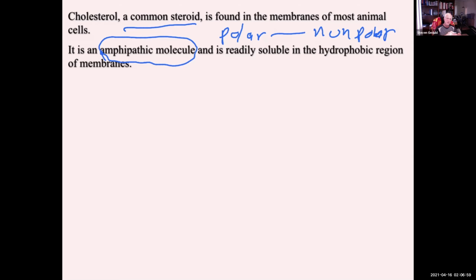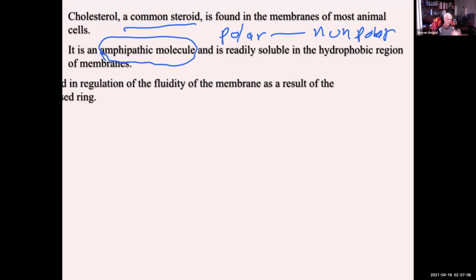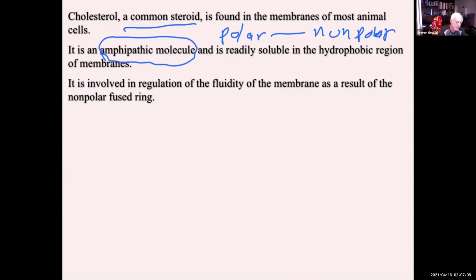And then the polar end sticks out to where the extracellular fluid is or the cytoplasm of the cell on the inside. Okay. It is involved in regulation of the fluidity of the membrane as a result of the non-polar fused rings. Okay, so those non-polar rings are fused in that steroid structure, those 4 rings we talked about. So it can go into the membrane and can move in the membrane. It allows it to float through the membrane. Remember, cell membranes are completely fluid. They don't hold a shape.